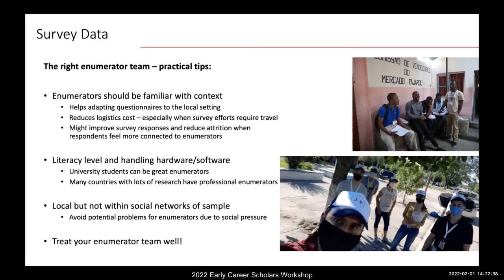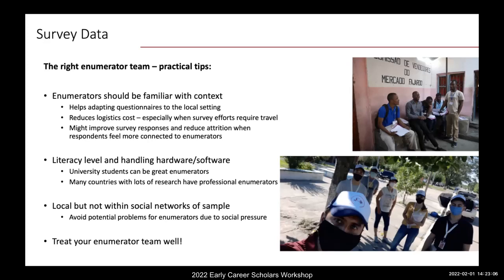And having local enumerators familiar with the context might improve your survey responses and reduce attrition, because respondents feel more connected to enumerators, right? Like it's always very weird to say, you're this white European researcher going to a market in Maputo, Mozambique, and trying to ask people about their life there. That's just very, very far from each other.